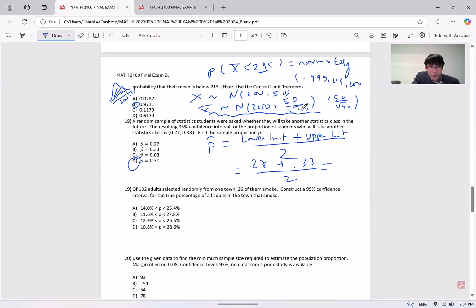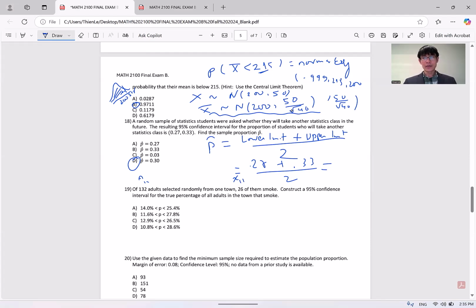Of 132 adults selected randomly from a town, 26 of them smoke, okay? So 26 of them smoke. You surveyed 132, that's your N, and 26, which is your X, smoke. Construct a 95% confidence interval for the true percentage of all adults in the town that smoke.